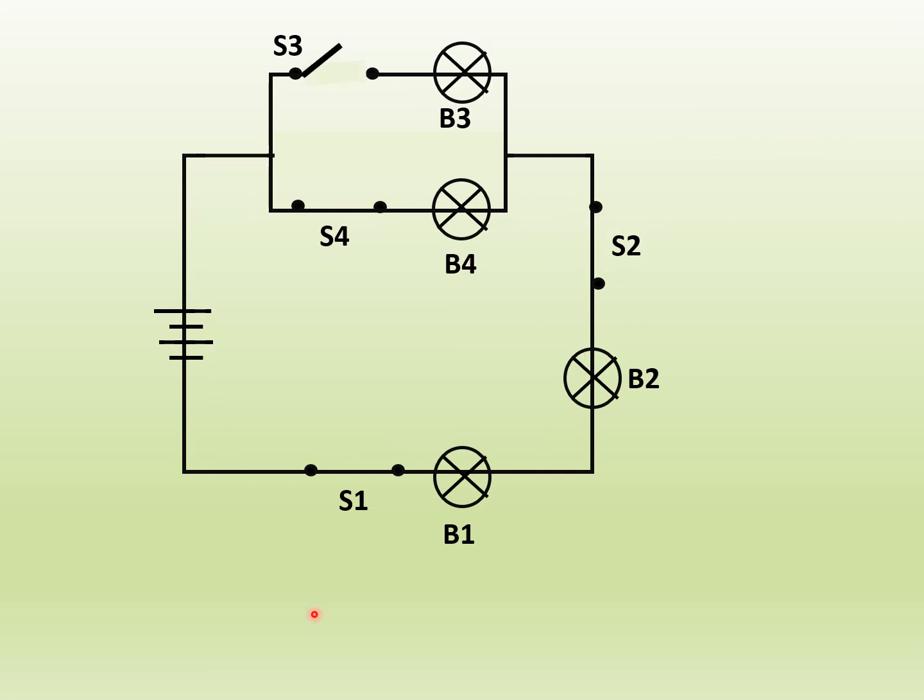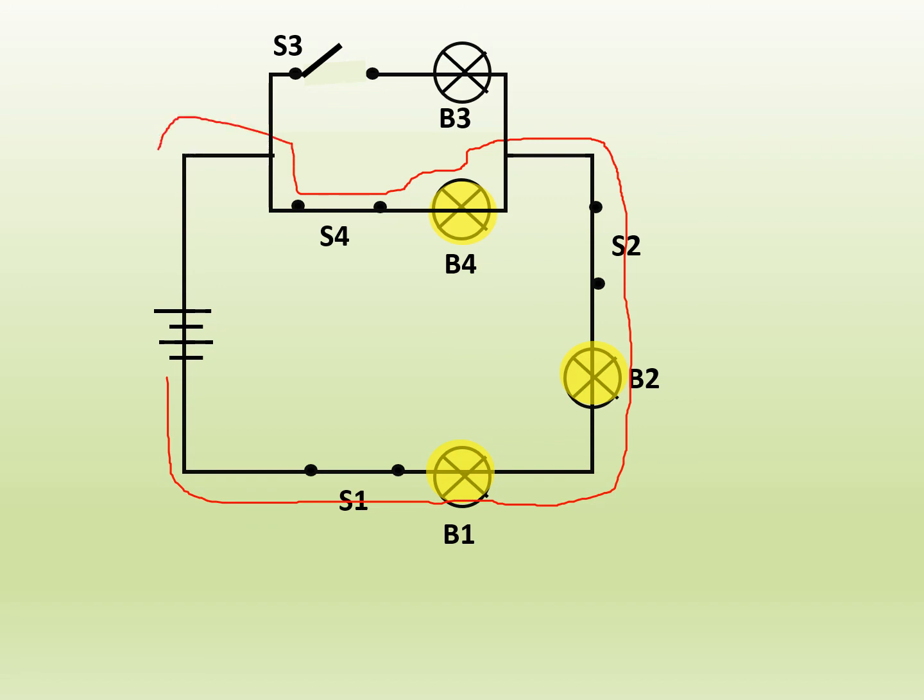Now let's see what will happen if we open or off switch 3 here. The answer is bulb 1, bulb 2, and bulb 4 will light up. This is because the electrical pathway for bulb 1, bulb 2, and bulb 4 is complete. Aliran arus elektrik dalam laluan bagi mentol 1, mentol 2, dan mentol 4 adalah lengkap.